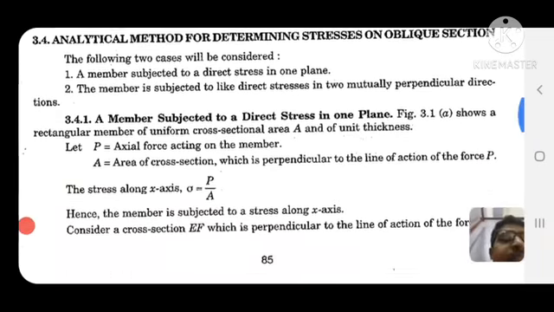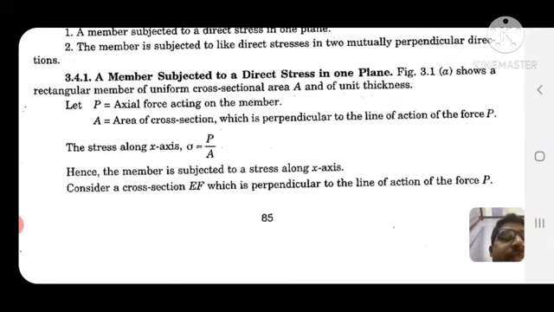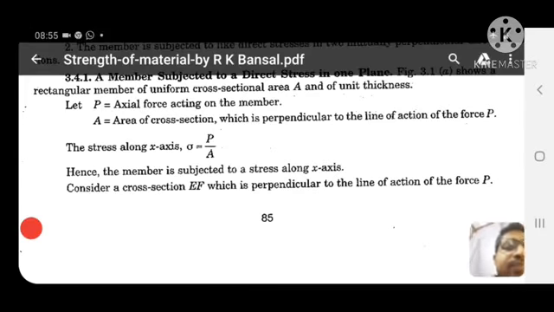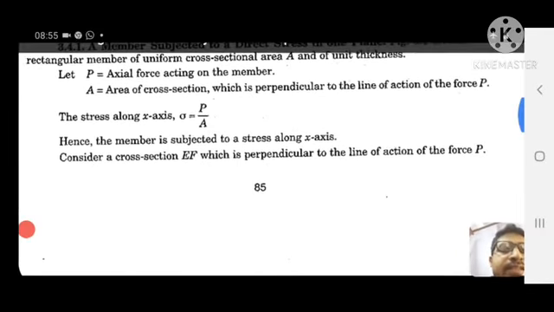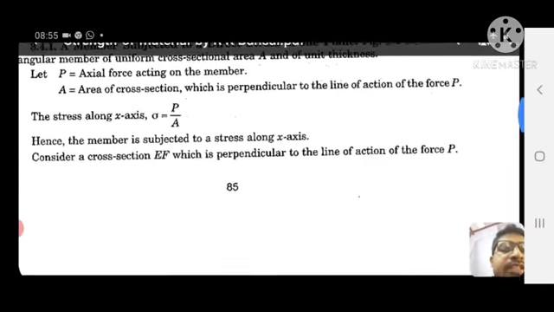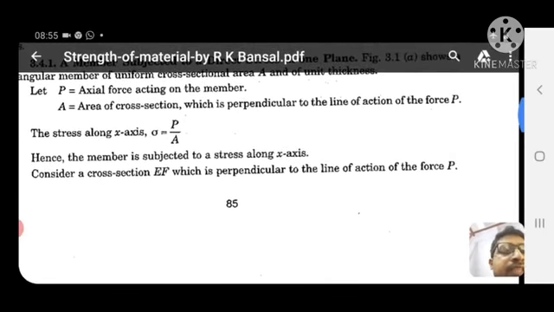A member is subjected to direct stress in one plane. P is the axial force acting on the member, and A is the area of cross section which is perpendicular to the line of action of the force P. The stress along x, sigma, is equal to P by A. Hence, the member is subjected to stress along the x-axis. Consider cross-section EF which is perpendicular to the line of action of the force P.